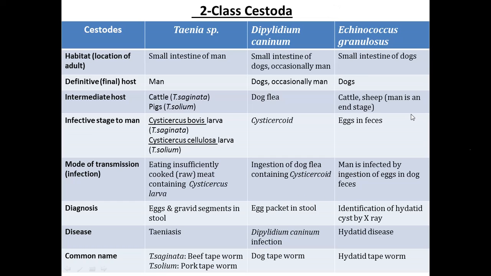In case of Echinococcus granulosus, when cattle, sheep or man ingest eggs in dog feces, something called a hydatid cyst is formed inside their organs, mainly inside the liver or lungs. What is the hydatid cyst? A hydatid cyst is a cyst like a circle containing small Echinococcus granulosus, containing scolices and protoscolices. Scolices is the plural of scolex.